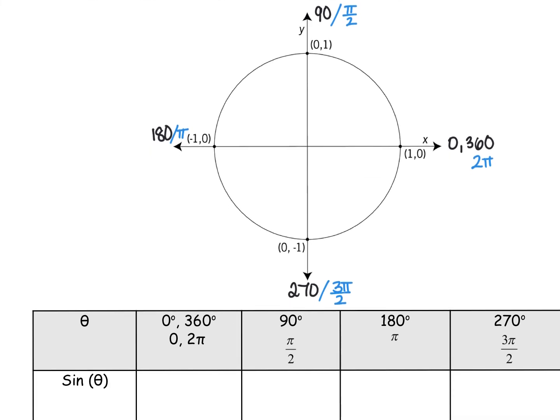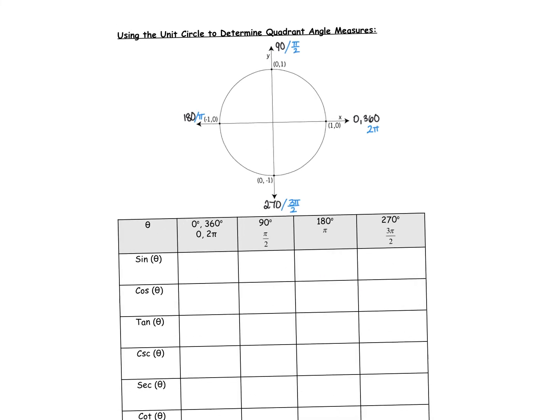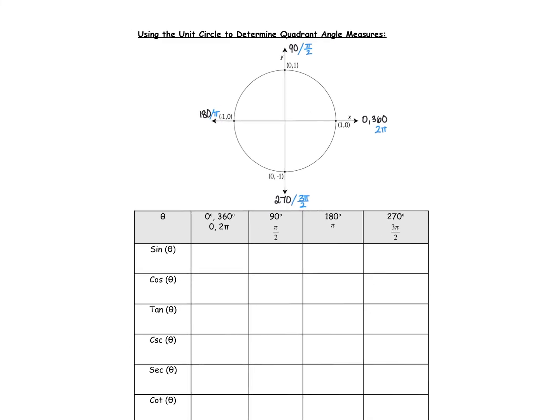So now let's see what we can do. I'm just going to make this a little bit smaller so we can see it all on one page. We need to figure out the value of sine of each of these angles, then cos of each of these angles, and so on. I'm going to do the first column, maybe the second column with you, and then I'm going to leave you to do the next 2 columns for homework.